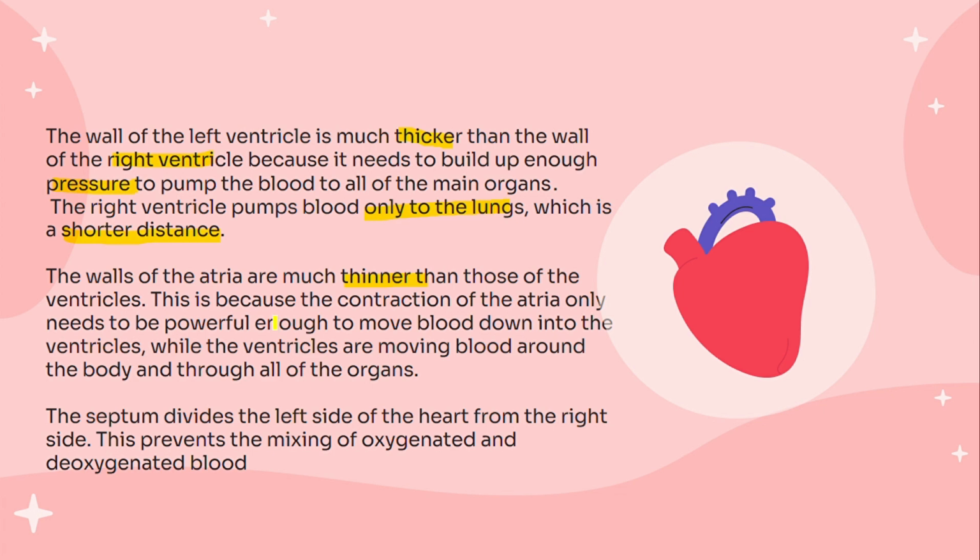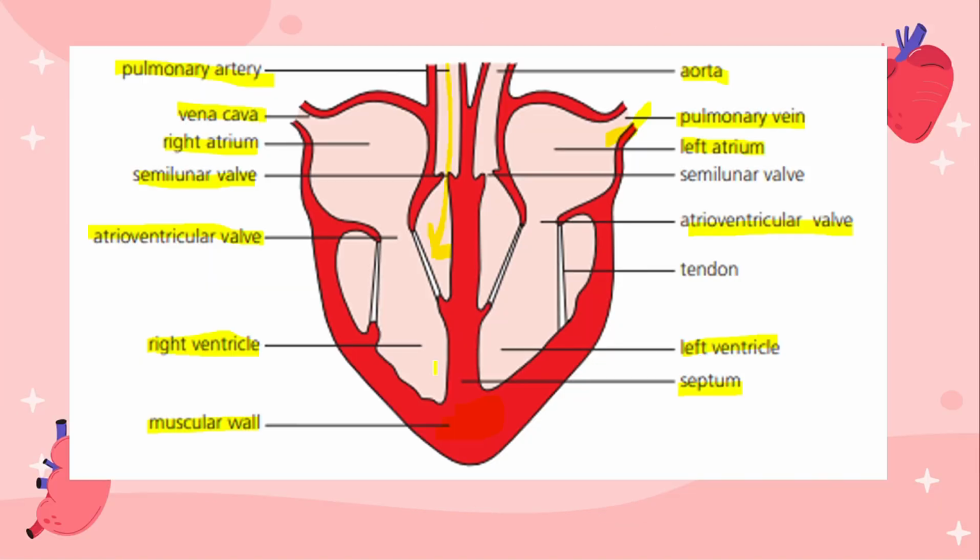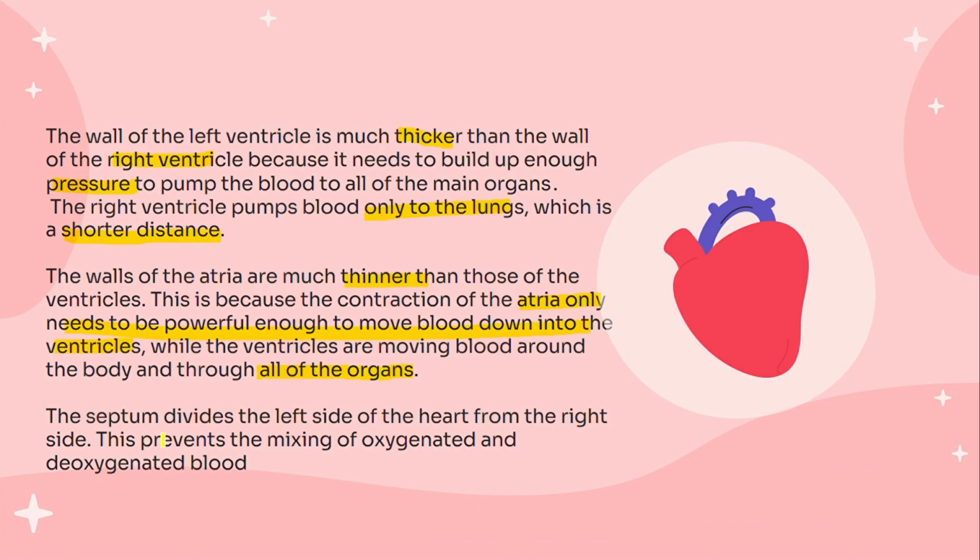This is because the contraction of the atria only needs to be powerful enough to move the blood down into the ventricles, while the ventricles are moving blood around the body and through all the organs. Okay? So talking about the septum that I showed you earlier, which is this structure that separates the right from the left side. So it divides the left side of the heart from the right side. Why is that? To prevent mixing of deoxygenated and oxygenated blood.